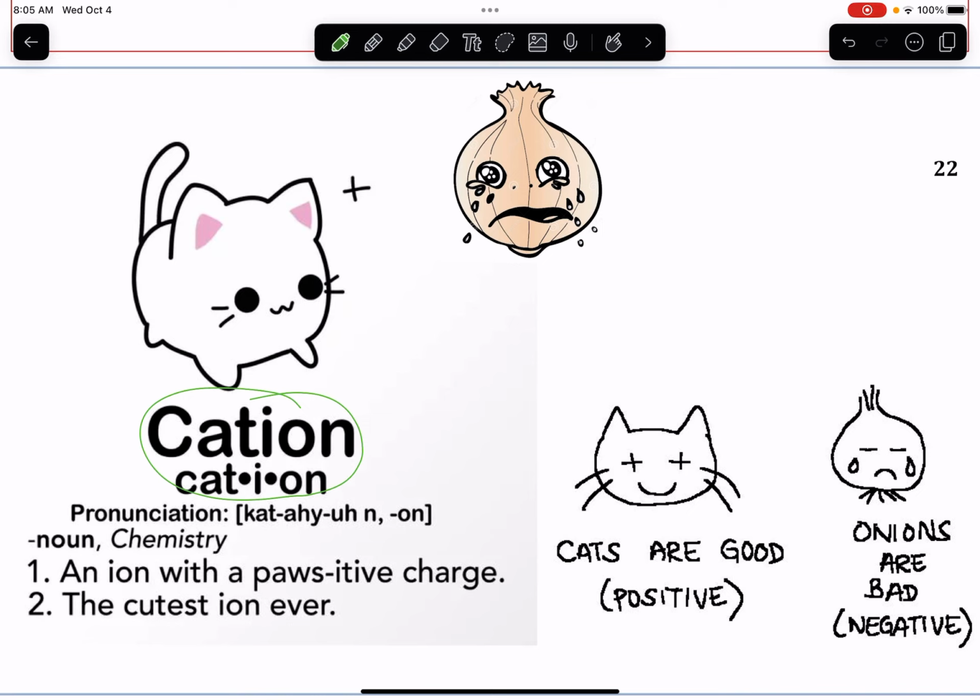The word anion kind of looks like the word onion, and if you've ever cut up an onion, you'll know that it makes your eyes hurt or sting or water, cry, and that's negative or bad. So you can think of an anion as like an onion.